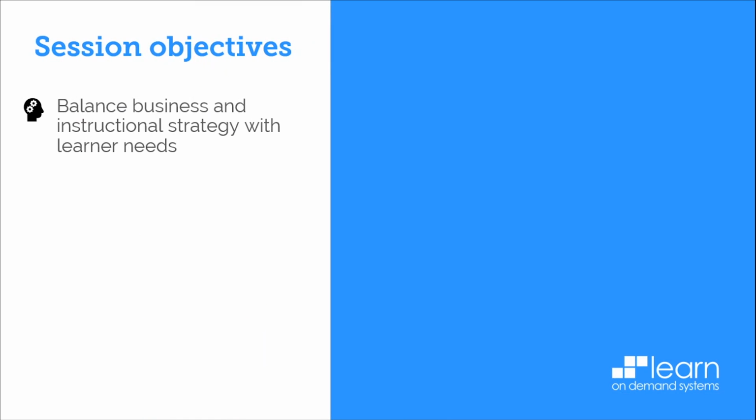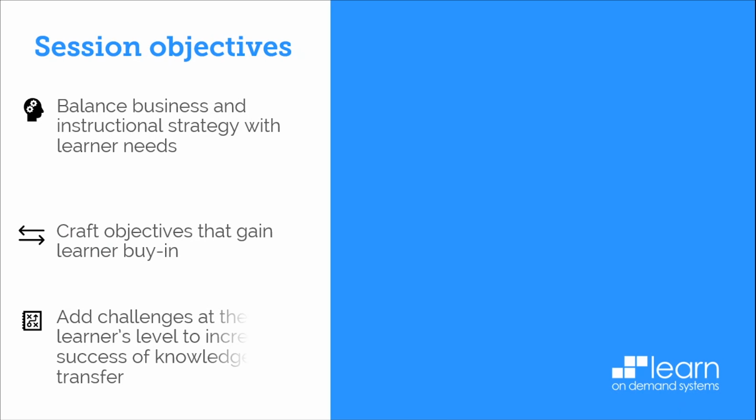So in this session, we have 3 objectives we're going to be covering. First, we want to talk a little bit about how to effectively balance business goals and learner needs for sound instructional strategy. Then we're going to talk a little bit about how to craft objectives that gain learner buy-in. And then finally, a little bit about adding challenges and assessments so that you can gauge whether your learner has gained enough of a knowledge transfer, as well as other data points that are pretty helpful. So we're going to just jump right in.